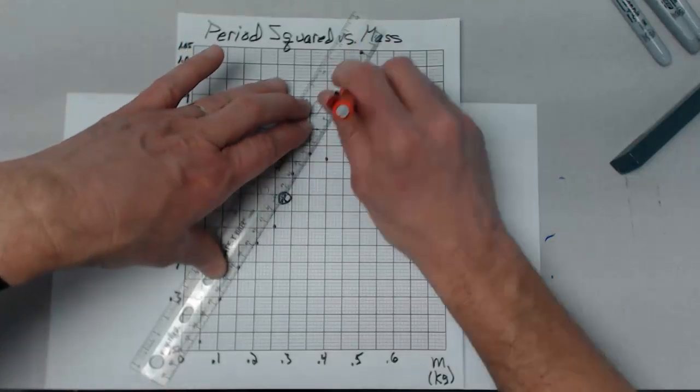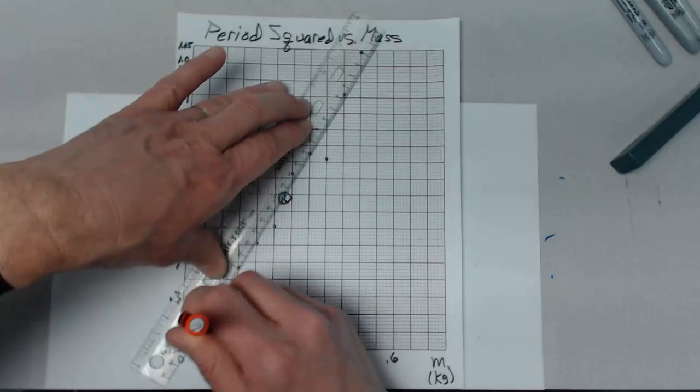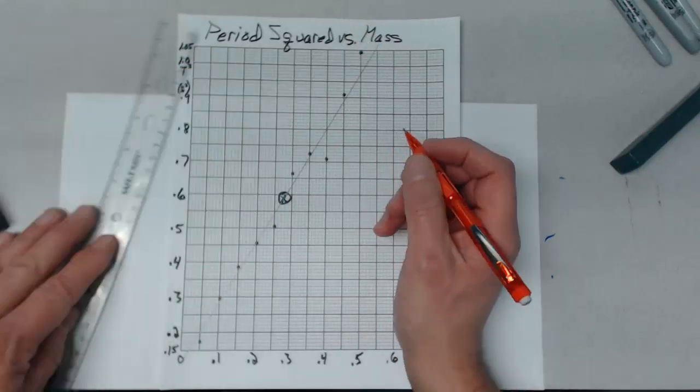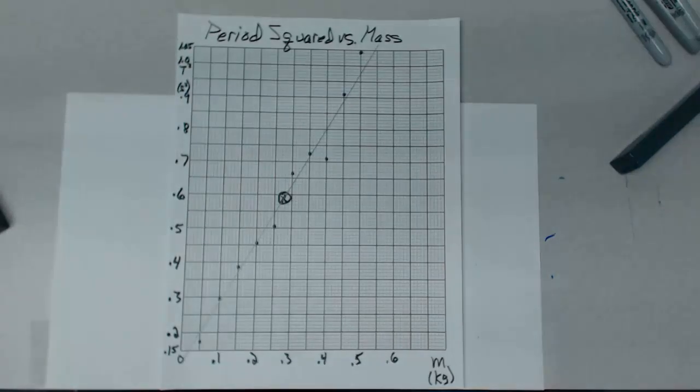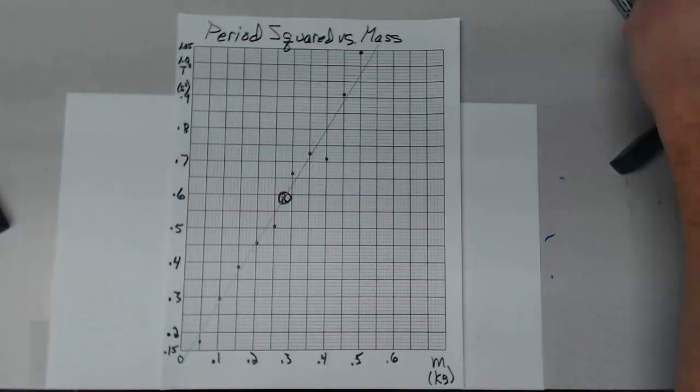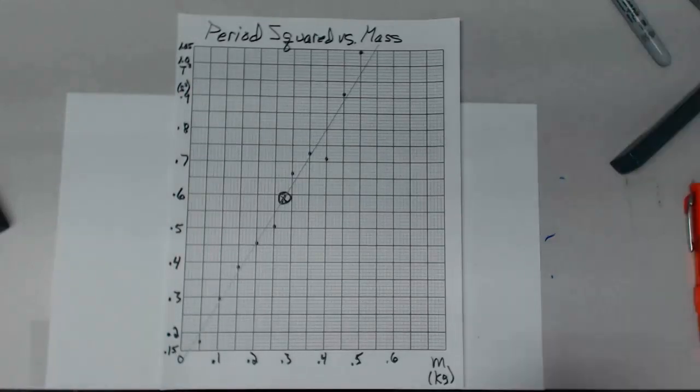I don't want anything quite as thick as a marker on here, but you can see an approximation of our best fit straight line. So that's the process of graphing the data. The next thing that I want to do is to calculate the slope.